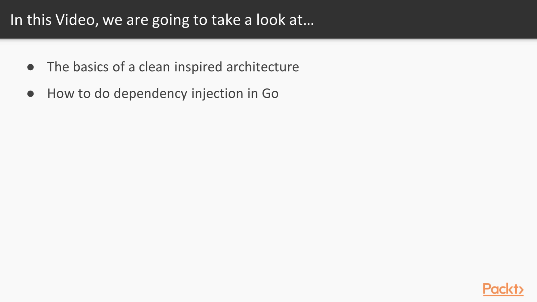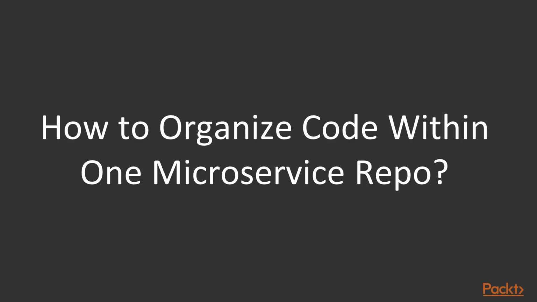in Go. In this video and the next, we're going to be looking at how to organize code within one microservice repo. When working with Go, since it's so flexible, it's a common concern how to organize our code. The question would be, how do we organize our code in an application so that it's clear, extensible, and testable?